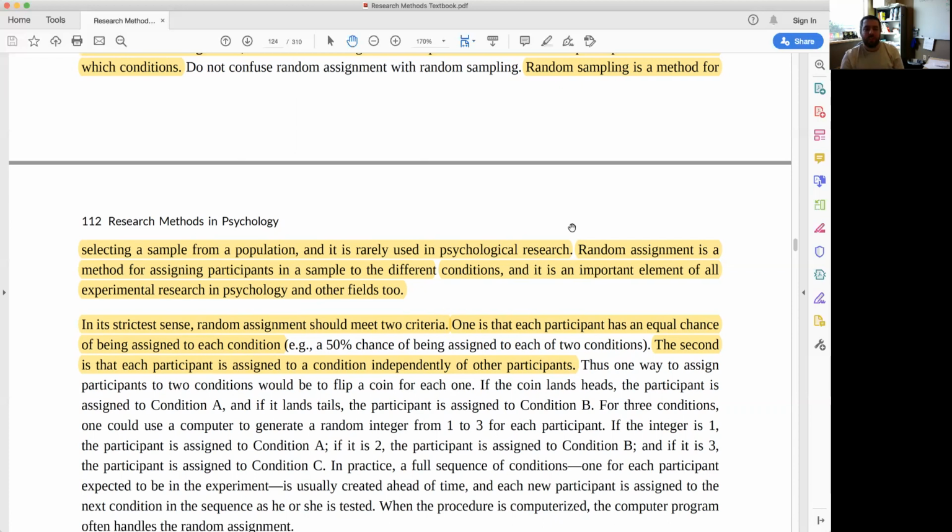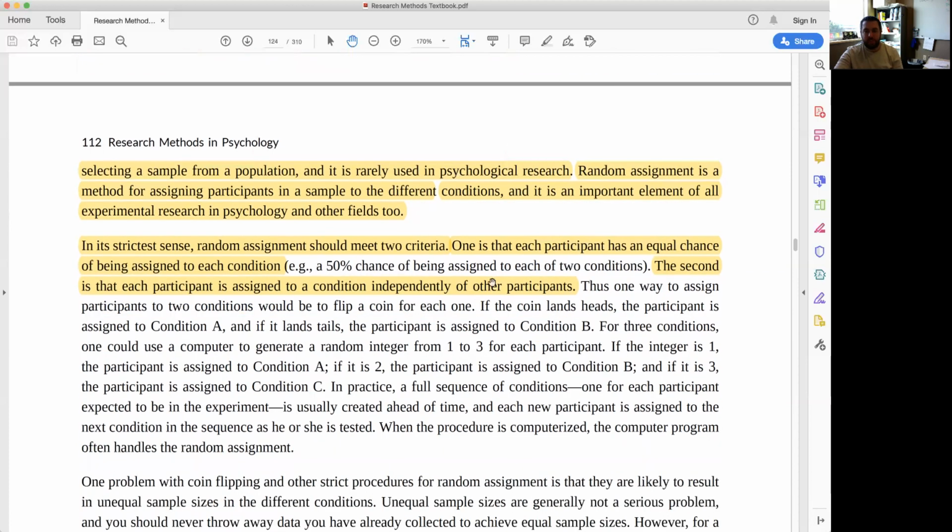And with this, it comes with kind of two criteria. One is that the participant has an equal chance of being assigned to each condition. So, if you have 4 conditions, they have a 25% chance to be in any given one. If you have 2 conditions, as the example here, they have a 50% chance. The second criteria is that each participant is assigned to a condition independently of other participants.